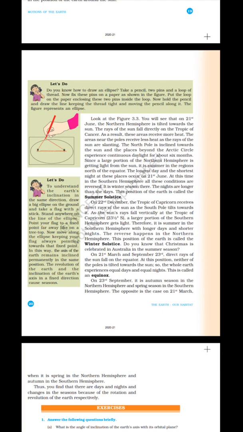The revolution of the earth and the inclination of the earth's axis in a fixed direction cause seasons.